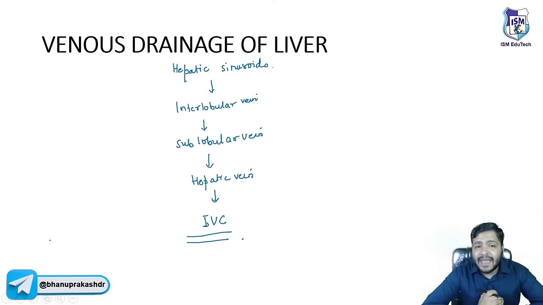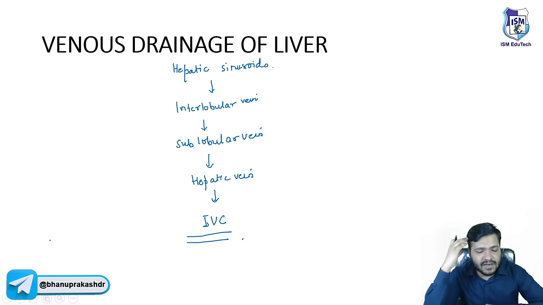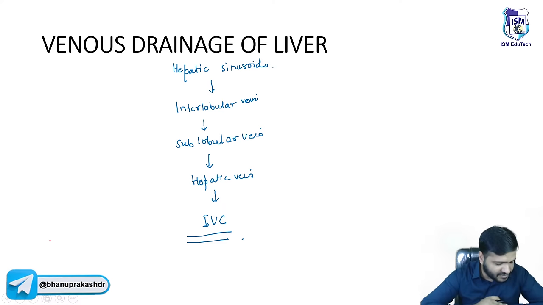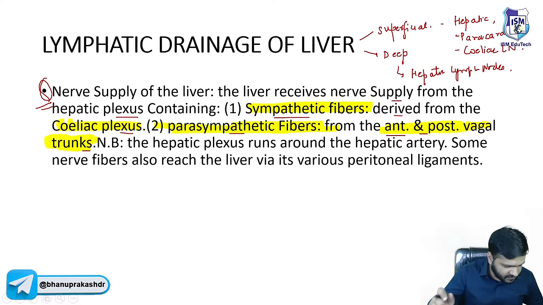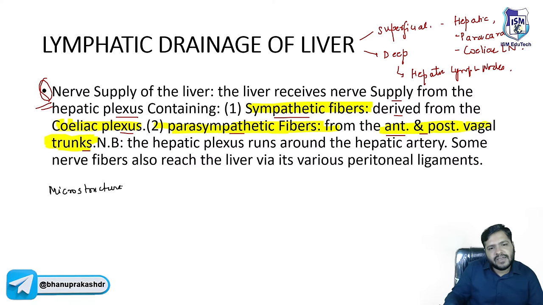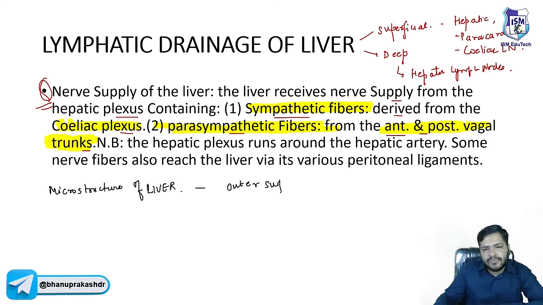So again, a little bit about the microstructure of the liver. Remember the outer surface of the liver is covered by a serous coat, and it is derived from the visceral peritoneum. Just two more points on the microstructure of the liver. The outer surface is lined by a serous coat, derived from visceral peritoneum.